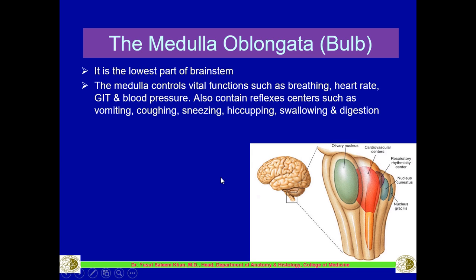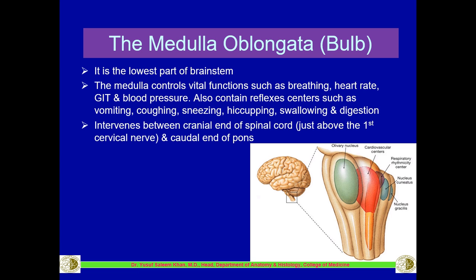Here you can see the picture showing the brainstem, and the lowermost part is the medulla oblongata, and here you can see the cardiovascular center, the respiratory center and other centers. This medulla oblongata intervenes between the cranial end of the spinal cord just above the first cervical nerve below and the caudal end of the pons above. So above there will be the pons and below it will continue as the spinal cord.